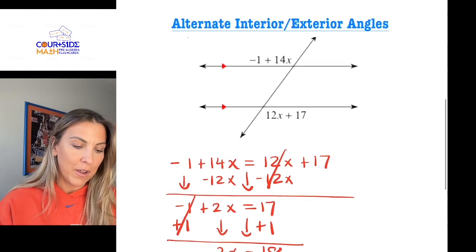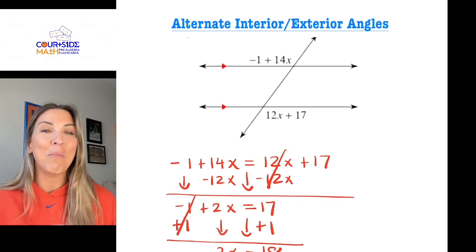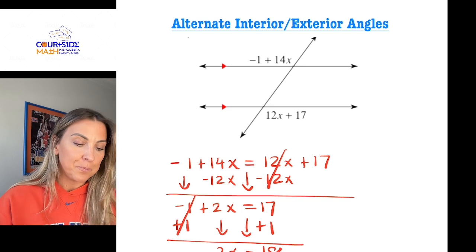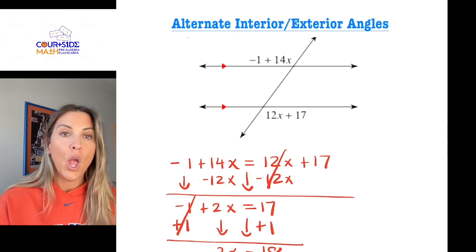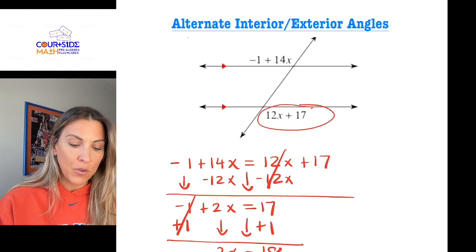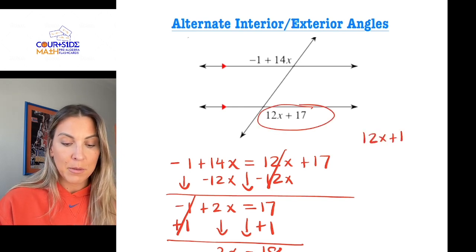The problem asked me to find, well, sorry, I didn't write the problem there, but if the problem asked you to find the measure of one of these angles, then we're not done, but we're almost there. We know what x is. We know the value of x is 9, but one of these angles, the value would be 12x plus 17.